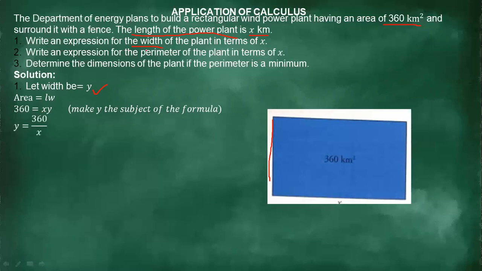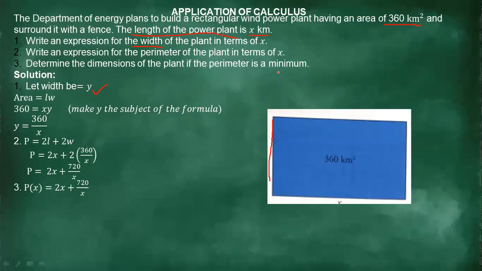Write down the expression for the perimeter of the plant in terms of x. You write the formula for perimeter: P equals 2 length plus 2 width. Then you substitute your values there and simplify it, and you have the perimeter as 2x plus 720 over x. Determine the dimension of the plant if the perimeter is the minimum.